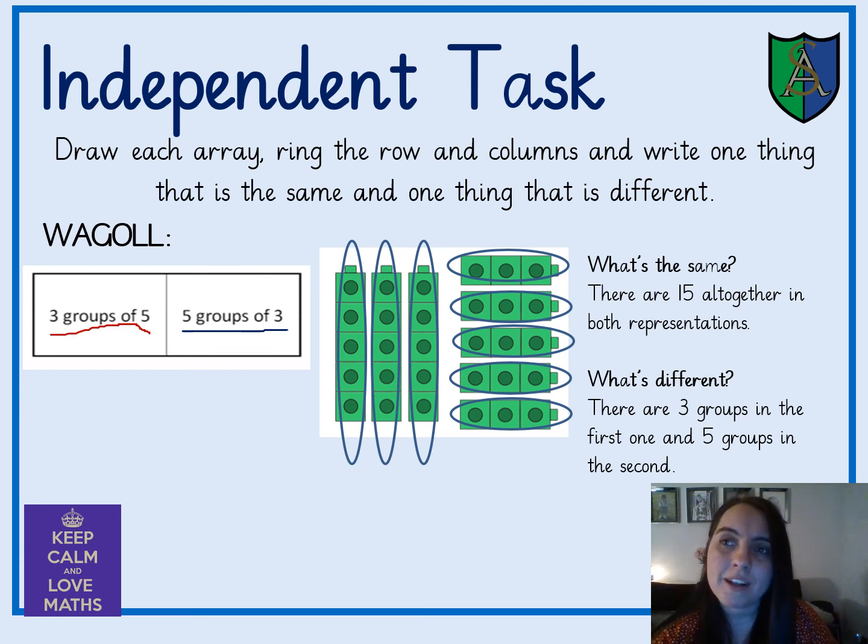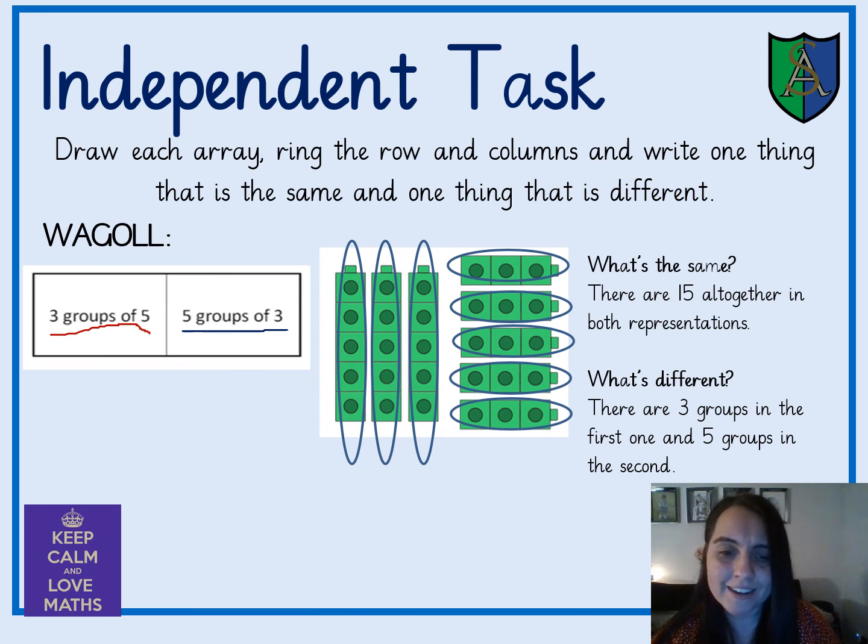So in my example, I've said that there are 15 altogether in both representations. So in my first representation of 3 groups of 5, there are 15 altogether, 15 cubes. And also in my representation of 5 groups of 3, there are also 15 in that group altogether. You can go ahead and count them if you want, so you can check that Miss Thompson's correct. Then for what's different about the 2 representations, I have said this. There are 3 groups in the first one, and there are 5 groups in the second.